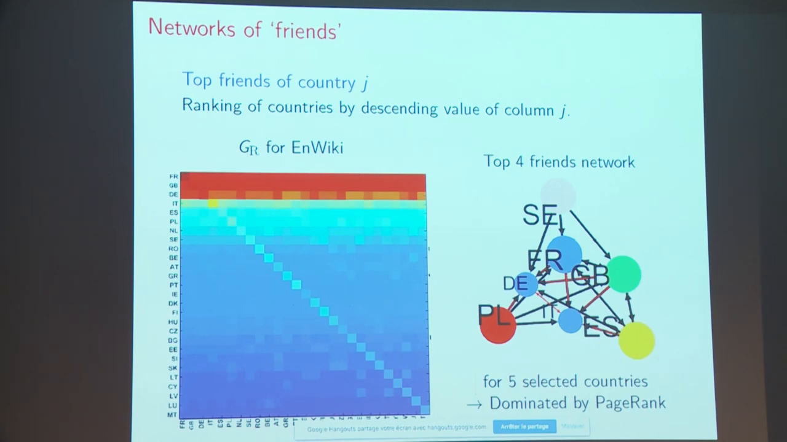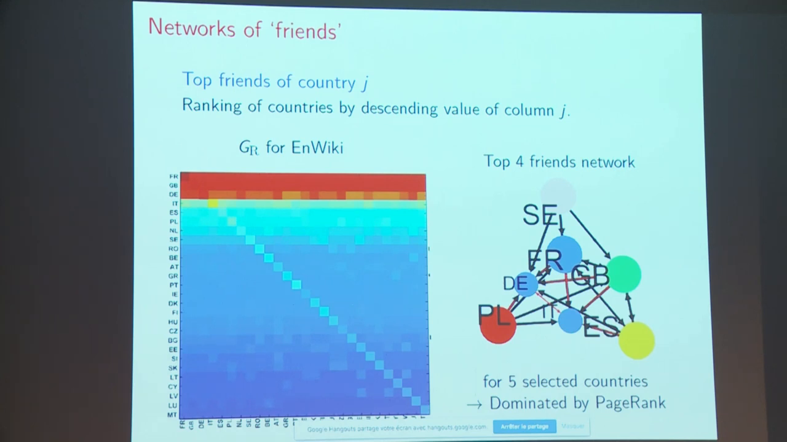So for these five important countries, the pictures with the largest circles, we have looked into GR for the top four friends in GR, as defined before. And we can see that France's top four friends are given by Spain, Great Britain, Germany and, no, not Poland. And this network is really dominated by the countries which have a high page rank.